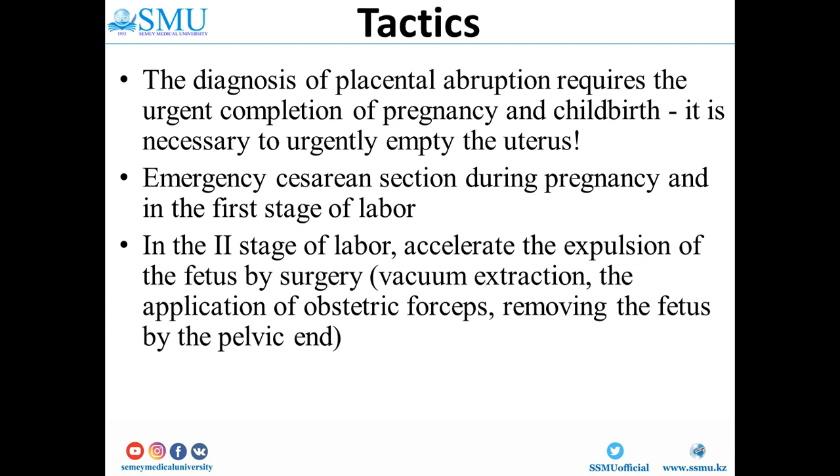Emergency cesarean section during pregnancy and the first stage of labor. In the second stage of labor, accelerate the expulsion of the fetus by surgery. It can be vacuum extraction of fetus, the application of obstetric forceps, removing of the fetus by the pelvic end, which is necessary at pelvic presentation of fetus. At this picture you can see using the obstetric forceps.